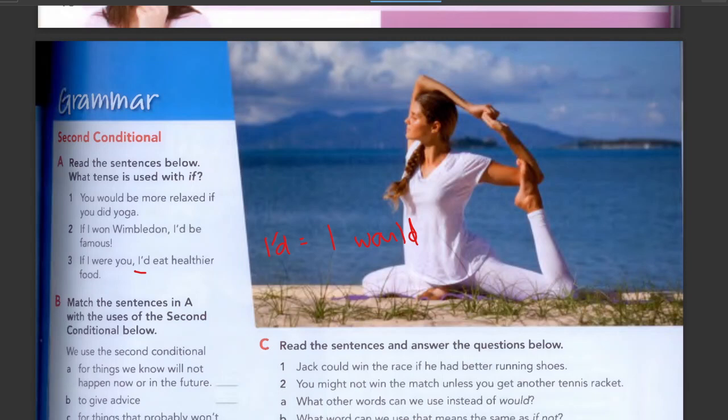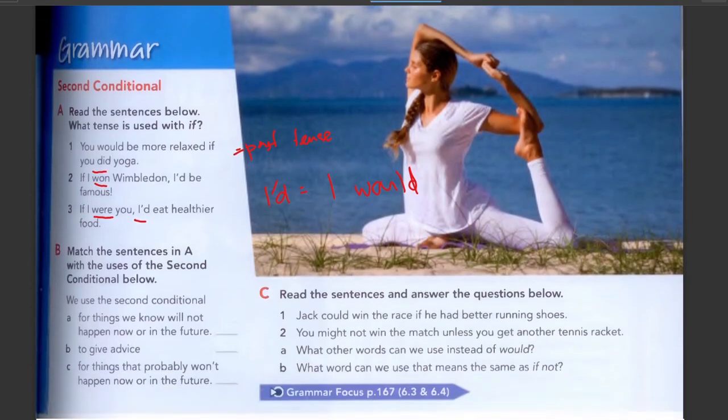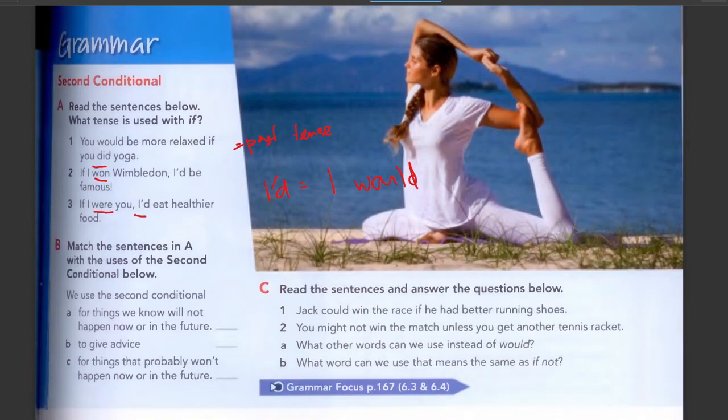Okay, so what tense is used with if? Did. And then here, won. If I were you. These are all the past tense. So for the second conditional, we use the past tense. And now we are going to look at the functions of the second conditional, of which there are three.